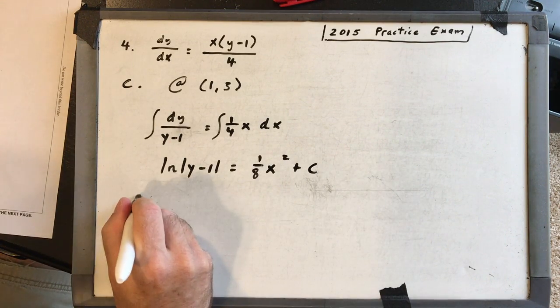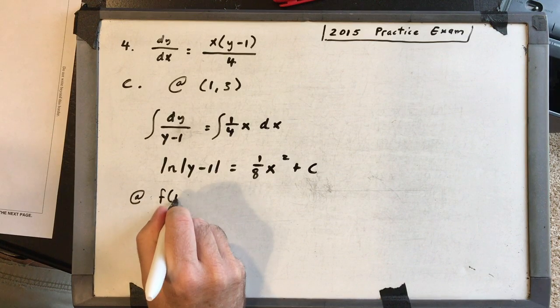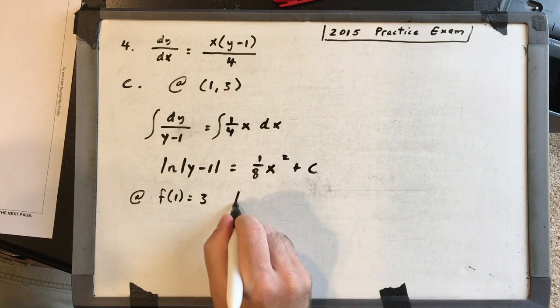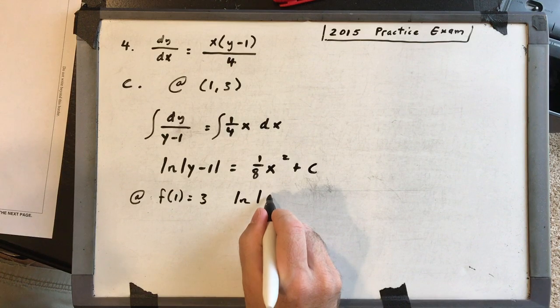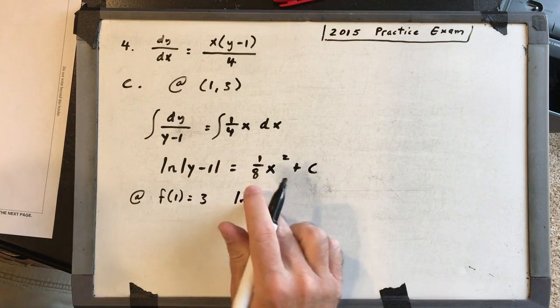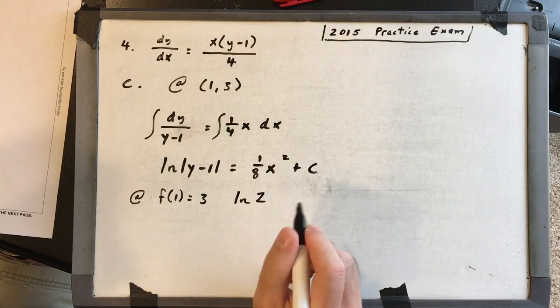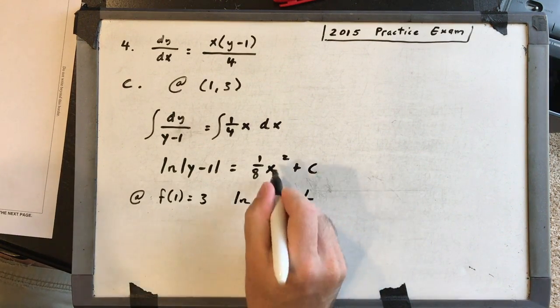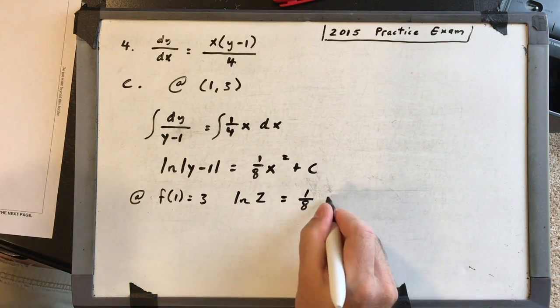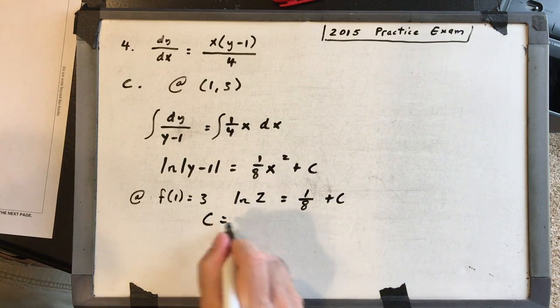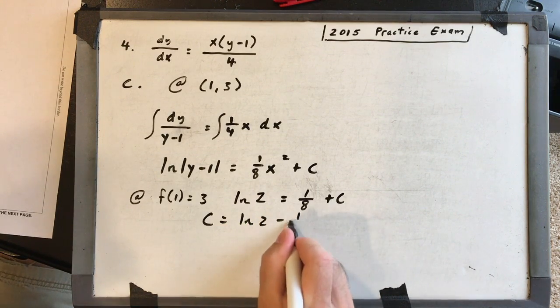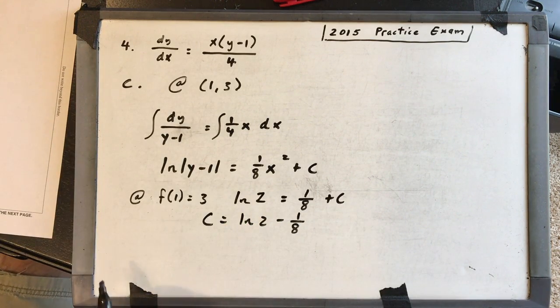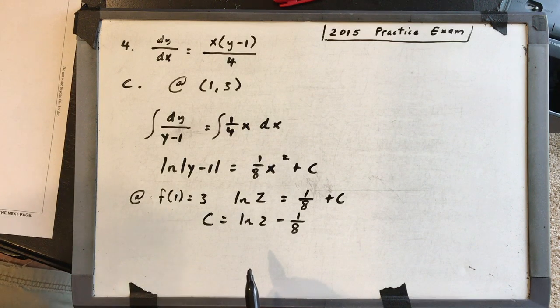So at f of 1 equals 3, you're going to have the natural log of the absolute value of 3 minus 1, which is 2. We can get rid of the absolute value sign since it's positive 2. Is equal to 1/8 times 1, right? Plugging in 1, it's just 1/8 plus c. So c is equal to the natural log of 2 minus 1/8. Boom. Now you are at 3 out of 5 points. So you've already got more than half. You're already doing great.